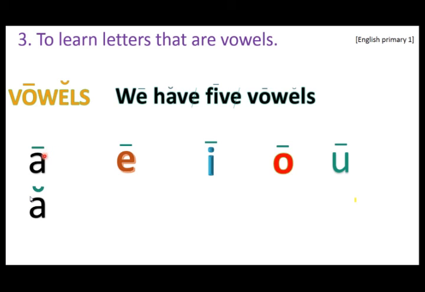A has 3 sounds. E has 2 sounds. I, 2 sounds. O, 2 sounds. U, 2 sounds. So we have 5 vowels: A, E, I, O, U.